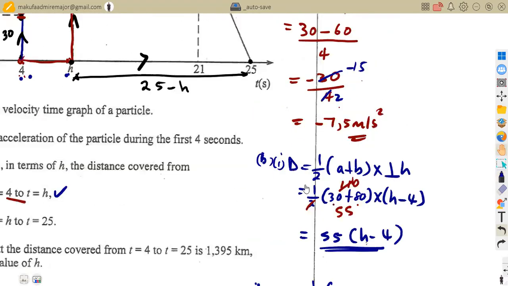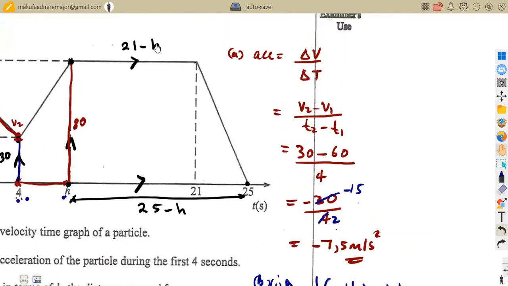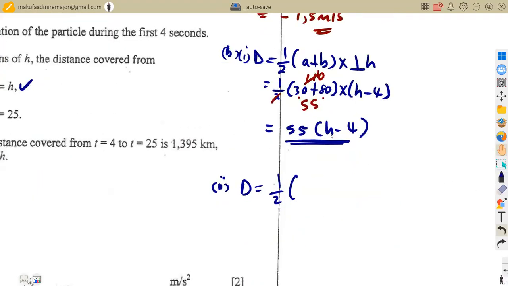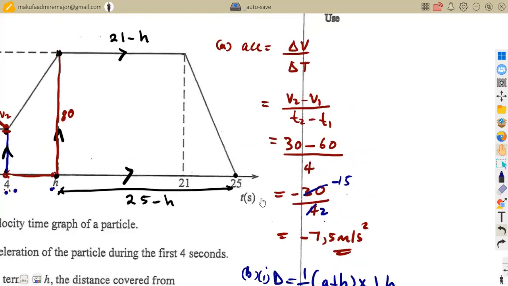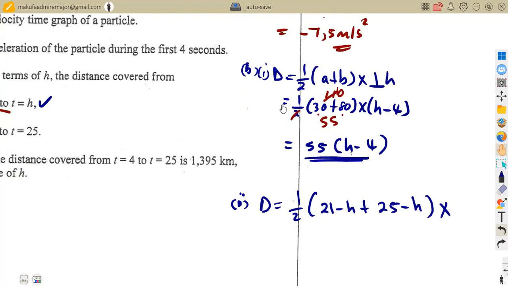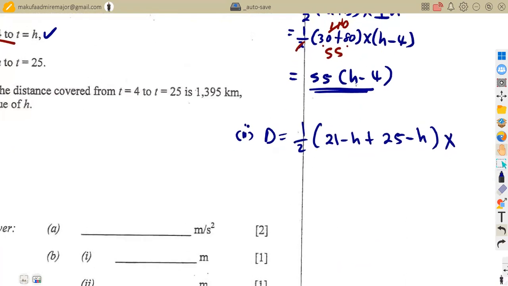We said the sides that are parallel are 21 minus h plus 25 minus h. So we are going to have 21 minus h plus 25 minus h times the perpendicular height. Our perpendicular height is this one of 80, so we multiply by 80. That is our perpendicular height. It's 80. All right, so you can simplify further.